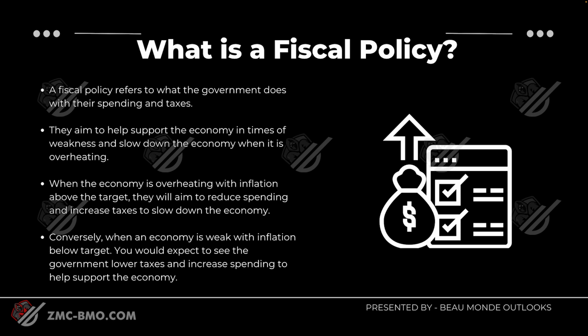So monetary, just think money supply. Who controls the money supply? Central bank, of course. Fiscal, just think government. What do they do with their spending and taxes? They aim to help support the economy in times of weakness and slow down, and slow down the economy when it is overheating. When the economy is overheating with inflation above target, they will aim to reduce spending and increase taxes to slow down the economy.